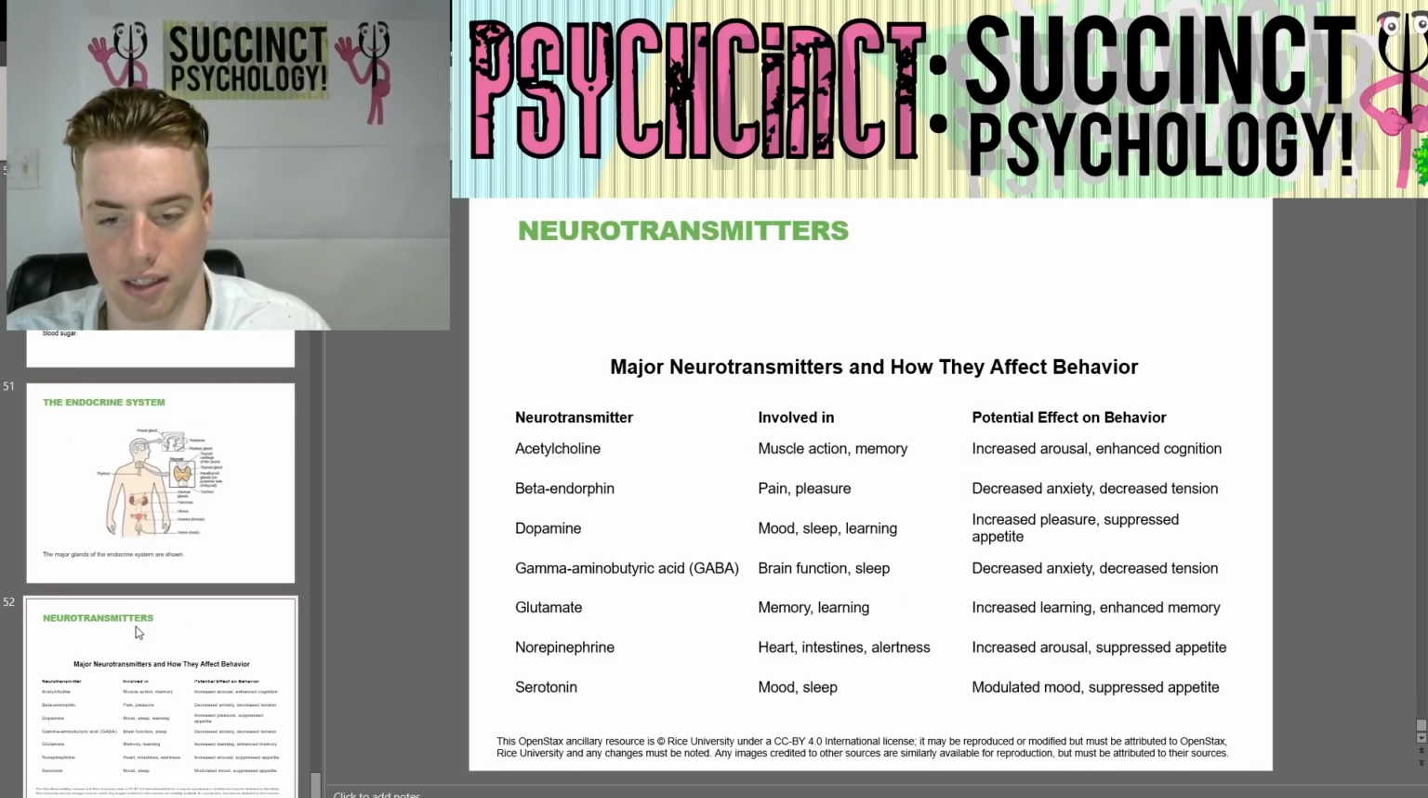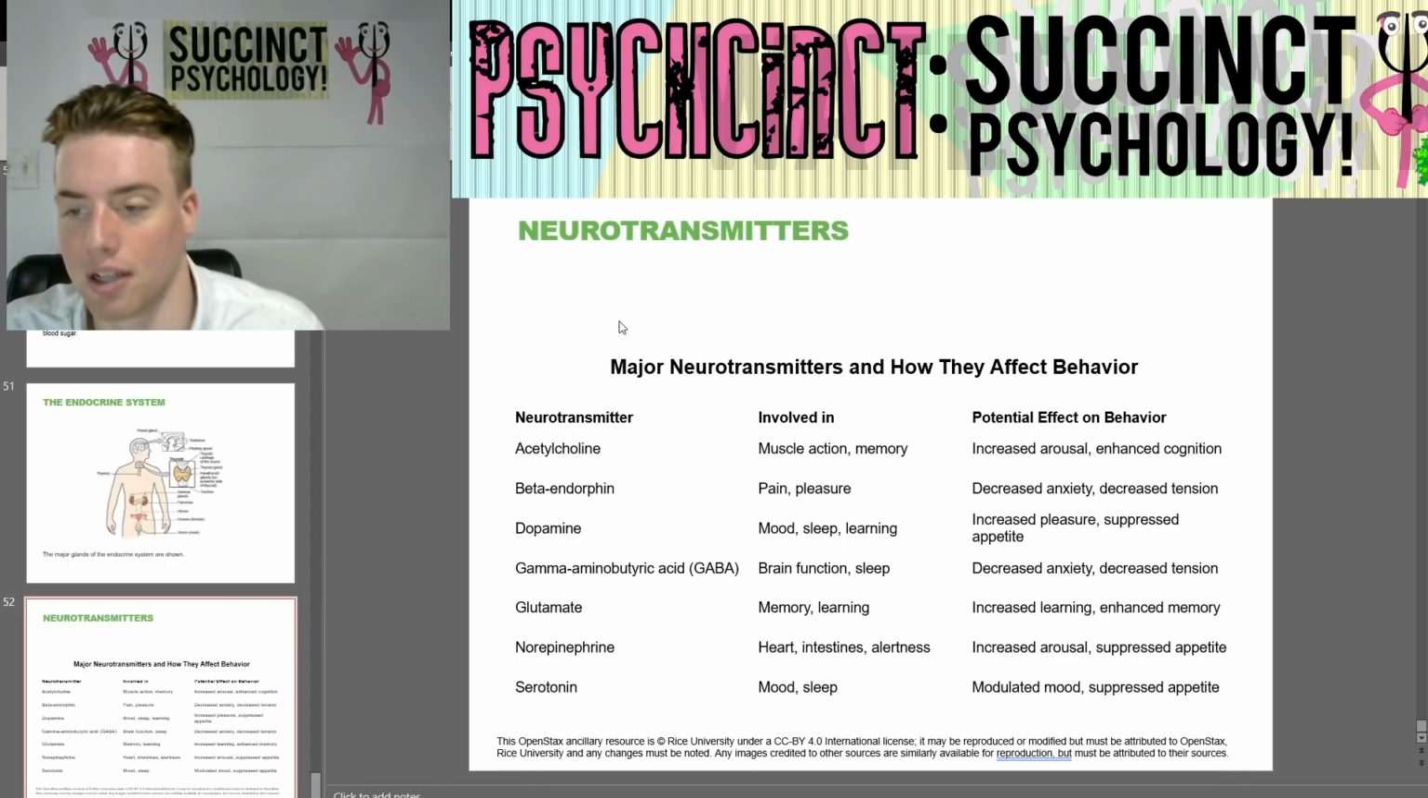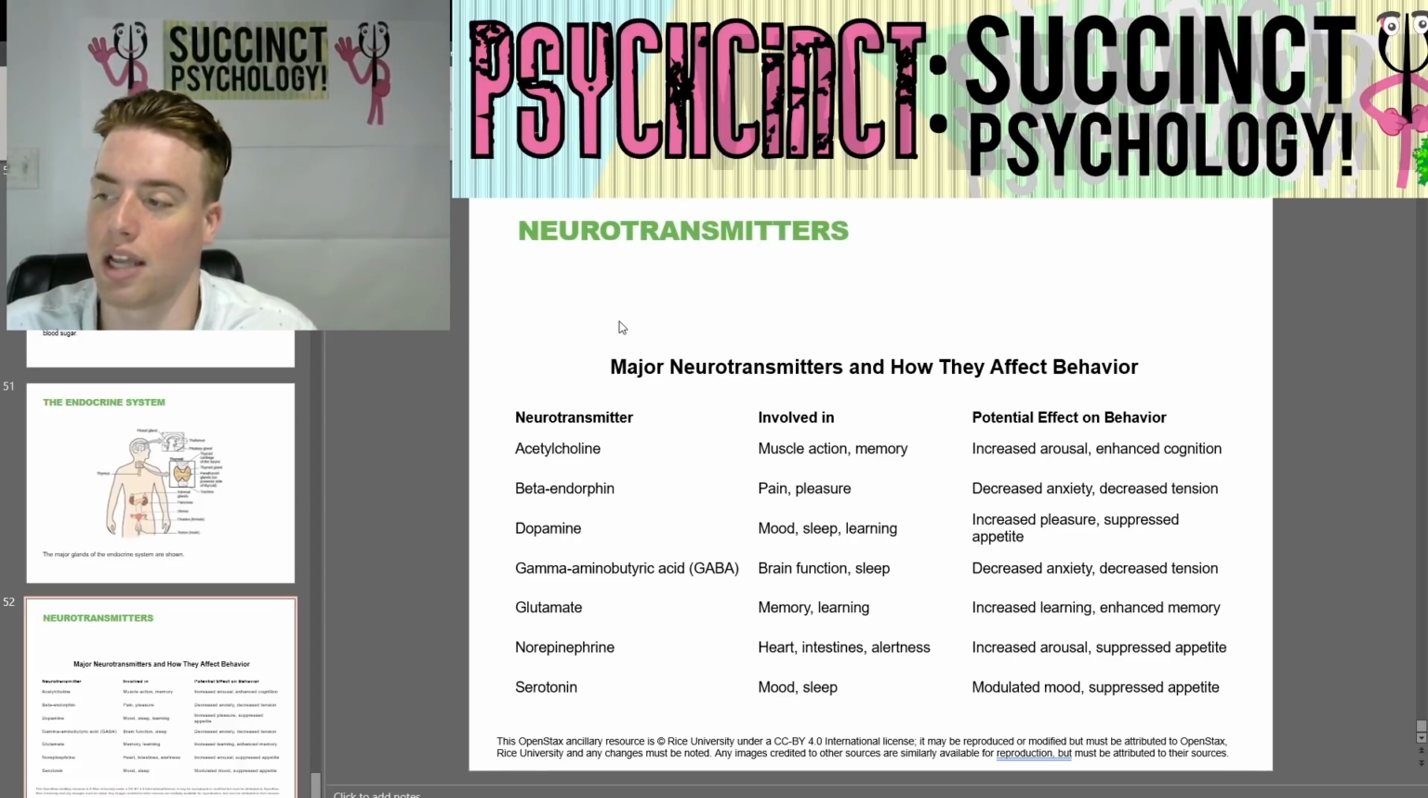And finally, we're going to just have a little reminder of the major neurotransmitters and how they affect behavior. So going down the list, we have acetylcholine, which is involved in muscle action and memory. And potential effect on behavior is it can lead to increased arousal and enhanced cognition. Beta endorphin, which is involved in pain and pleasure, and it can have an effect on behavior by decreasing anxiety and decreasing tension. Dopamine, mood, sleep, and learning, and potential effect is increased pleasure and suppressed appetite.